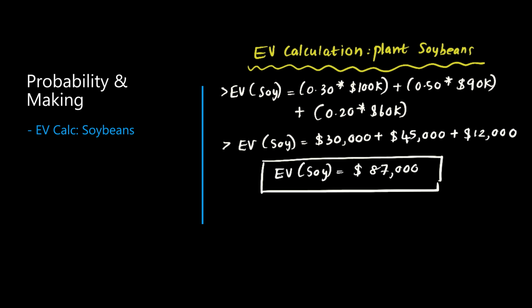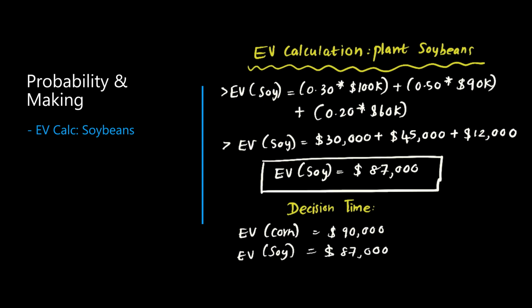The decision is now clear. The expected value of planting corn is 90,000, and for soybeans it's 87,000. Corn is the superior choice based on expected value. The key is to break it down systematically. Expected value is a tool for making a logical, calculated decision in the face of risk.